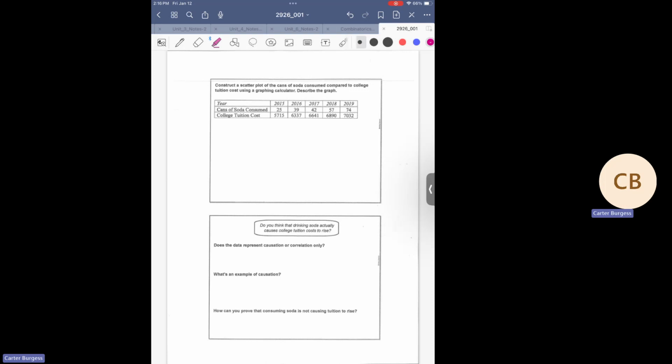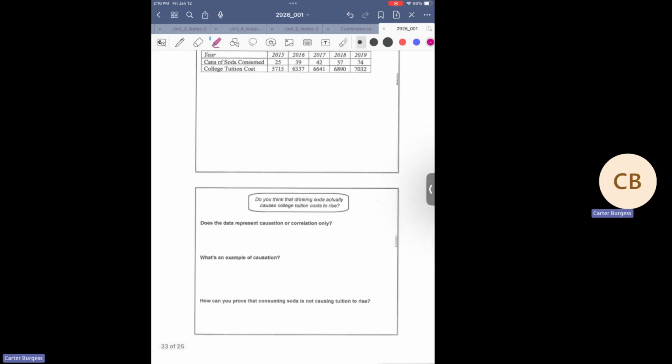Our logic doesn't really matter. Again, the only thing that matters is: has an experiment been run? And if yes, and it showed something, then we have causation. And if no, then it's just correlation. So how can we prove that it is not causing the tuition to rise? The only way that we can prove anything is experimentally.